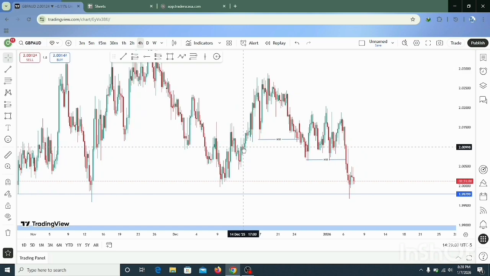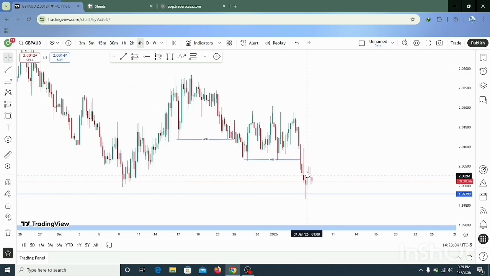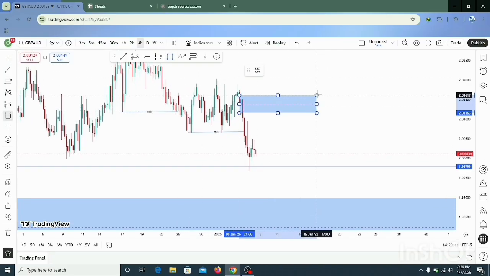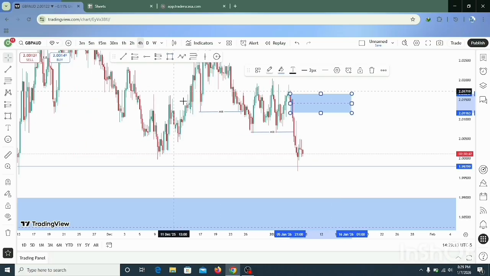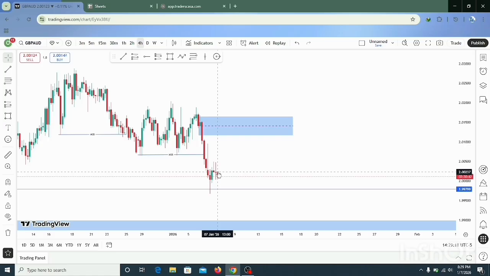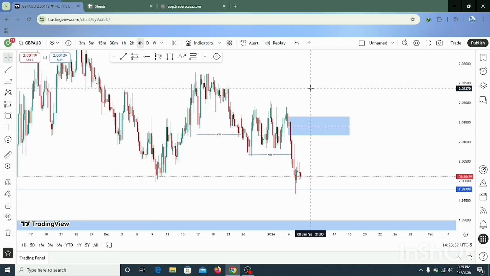So guys, what are we expecting? We're expecting the market to increase and actually come over here to continue the sell. So this is what we're expecting from this market. But it is not complete. Our setup here is actually not complete because what we actually trade is this.